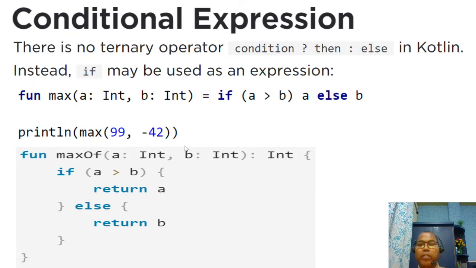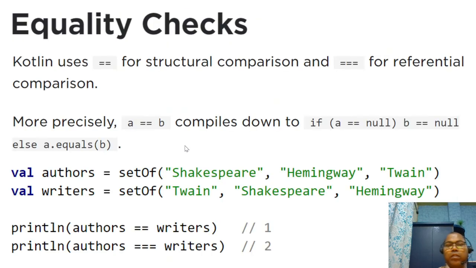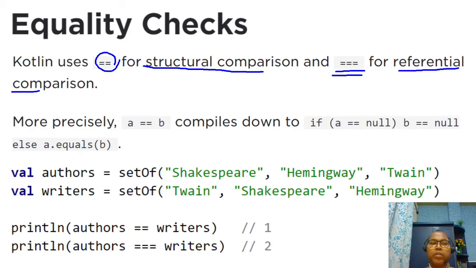So in this way you can use your conditionals, and you can check some equality in Kotlin. Generally we use the double equal to check structural comparison, and the triple equal to check referential comparison. So whenever you want to check some object, you can use the double equal here, or for referential comparison you can use the triple equal here.